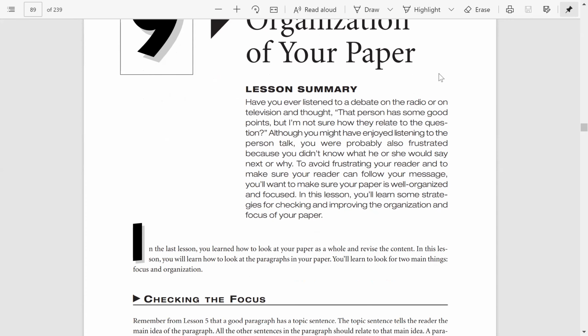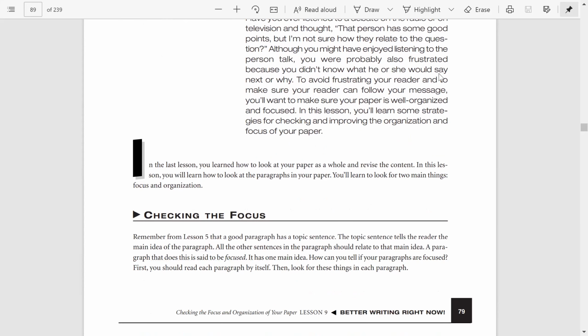In the previous lesson we learned about a paper as a whole and how to revise the content of the paper, but in this chapter we are going to look at the paragraphs and look at the focus and organization of the paragraphs. All right, we will pay attention to two things. First one is focus and the second one is organization.